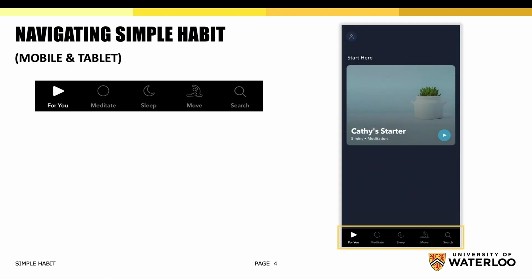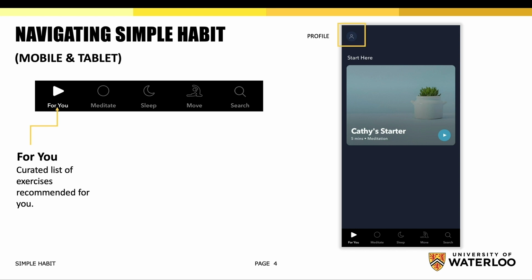On a mobile or tablet, the navigation panel on Simple Habit can be found at the bottom of your screen. It consists of 5 sections. The For You page curates a list of exercises that are recommended based on your activity and preferences. You can also view your progress by clicking the profile icon at the top left corner of the app.